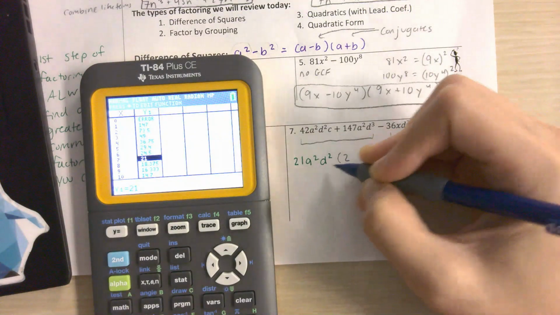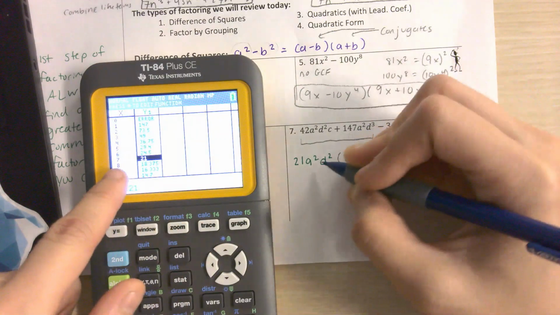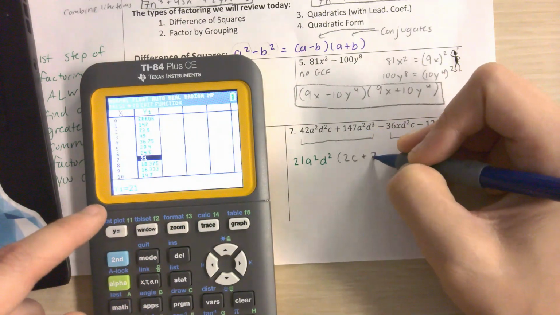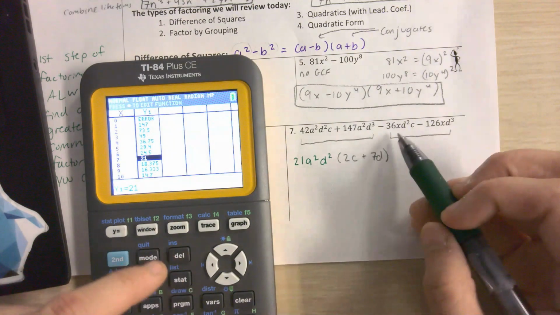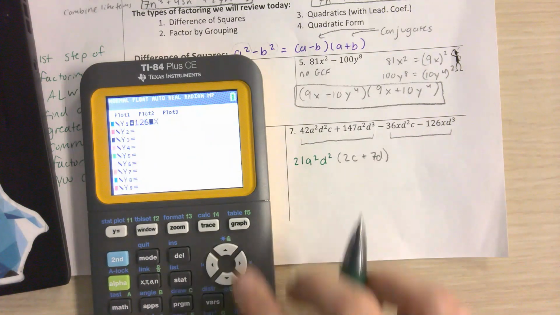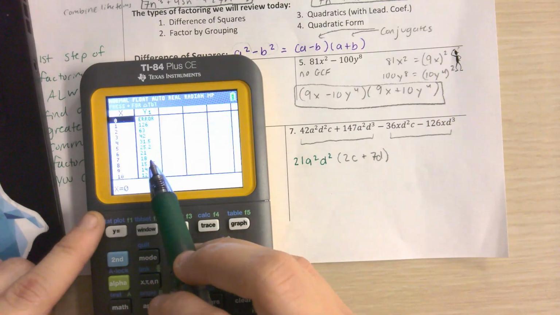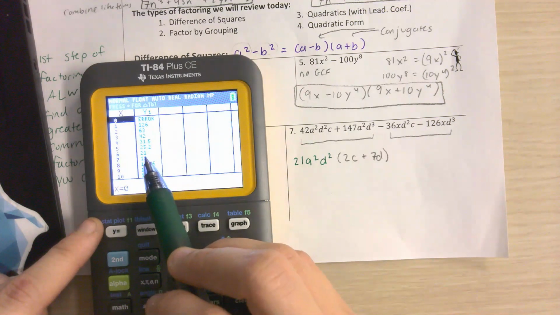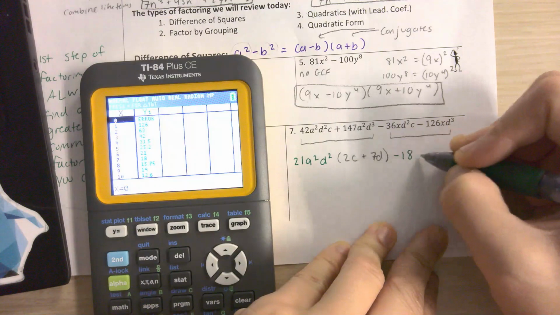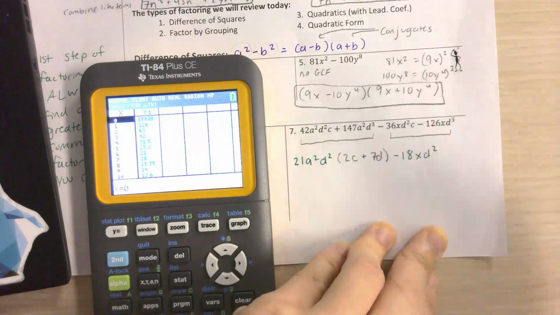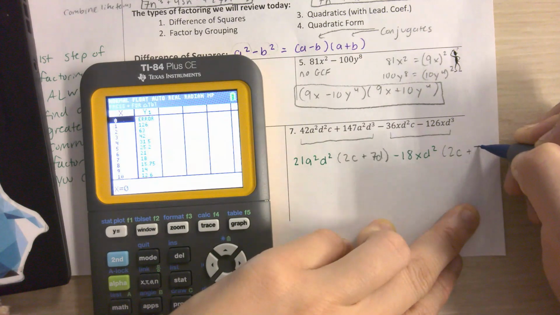What's left is 2c plus, right, 147 divided by 7 is 21, so it's 7. And then this one has an extra d. And then here, we could do 126. Whoops. We do our table. We can see that 18 and 7. So we go minus 18x d squared. And then we have 2c plus 7d, right?